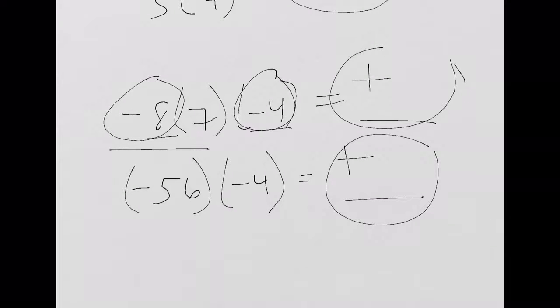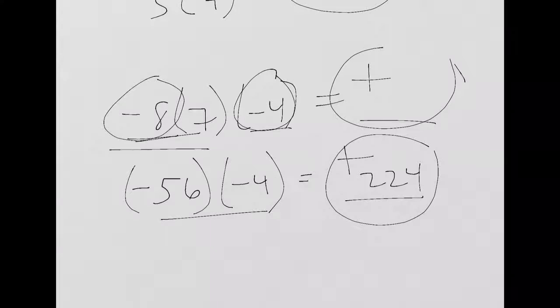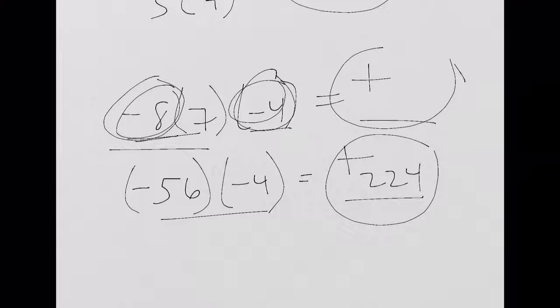And then lastly, we'll multiply 56 times 4 and get some big old number, which I believe is going to be 224. So multiplying straight across is a way to do it. Just take 2 at a time. Or you could say, hey, I know this is going to be positive because there's an even number of negatives. Either way, you get positive 224.